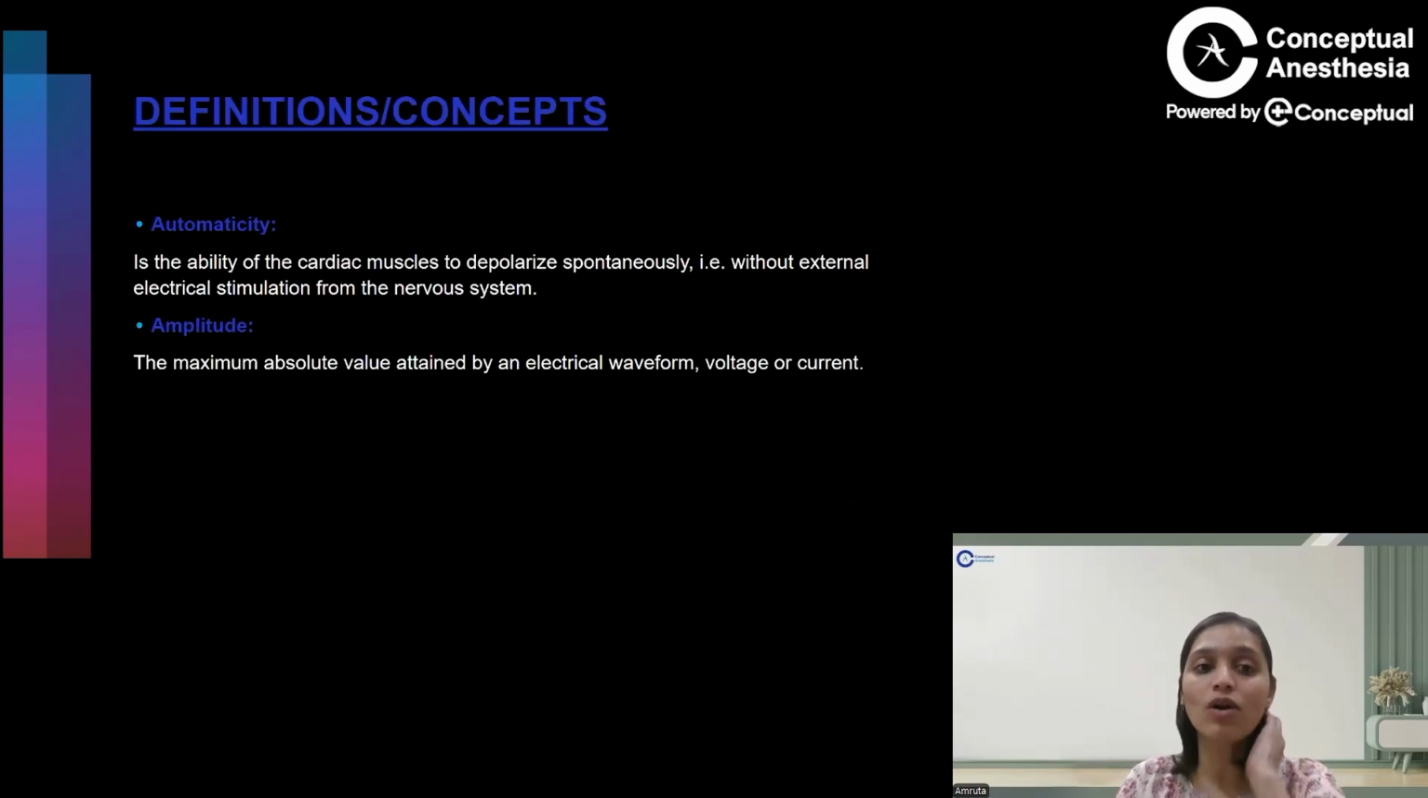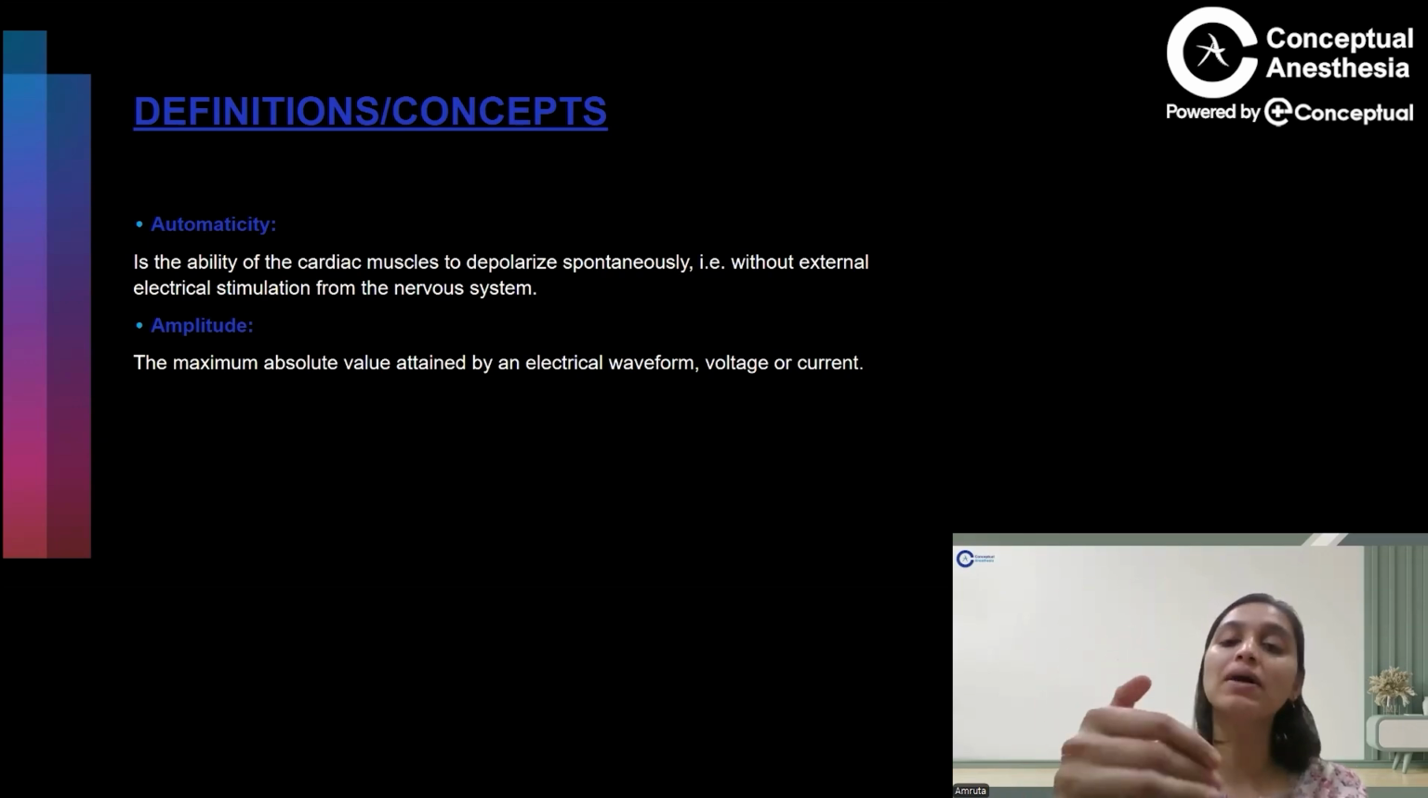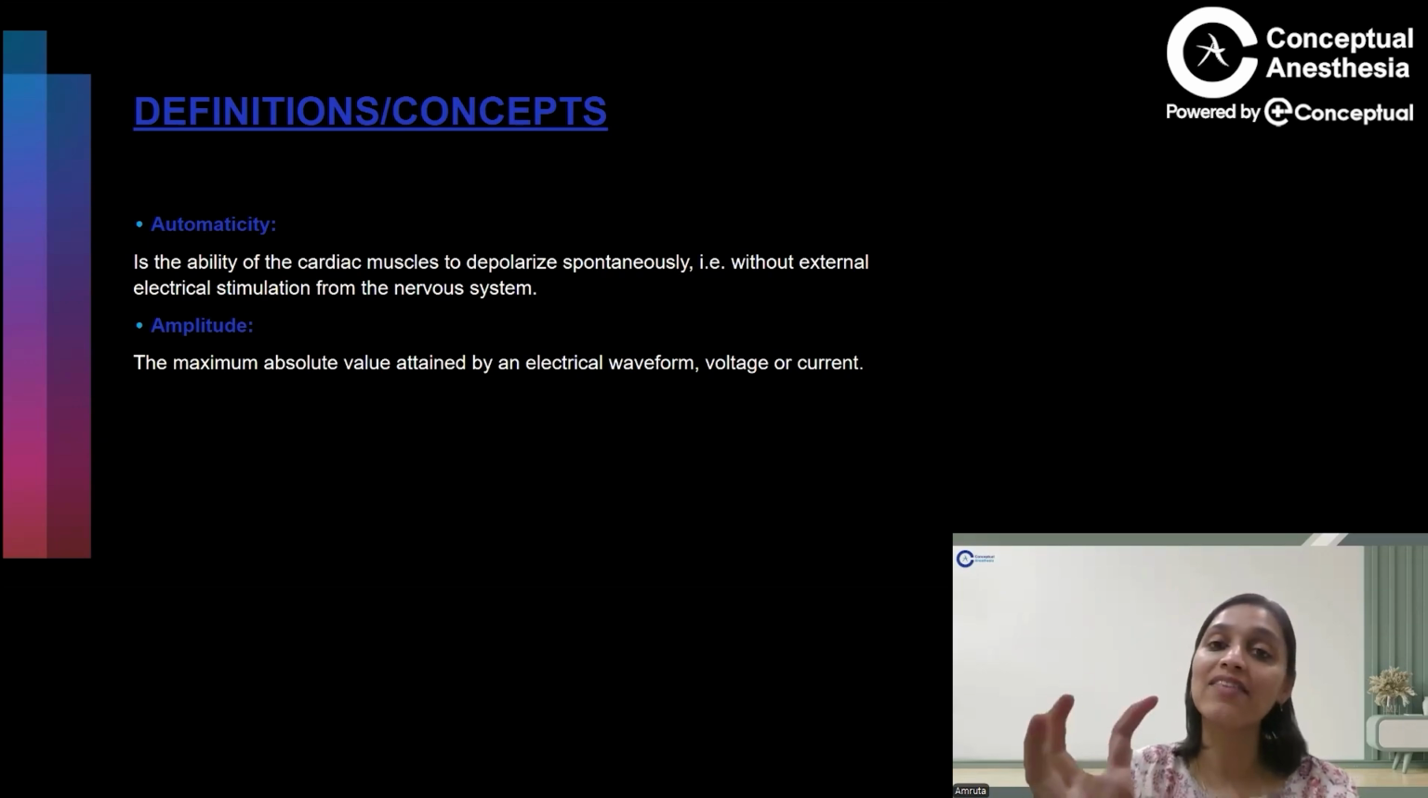So what are these? What is automaticity? We said that it is the ability to initiate or depolarize spontaneously. Now, have you all understood? There are two things happening here: one is an electrical activity, one is a mechanical activity. The initiation of the impulse, the formation of the heartbeat, and the impulse moving from one node to another through the conduction system, this is all electrical activity, and the actual contraction is mechanical activity.